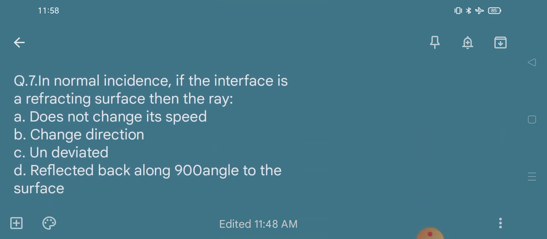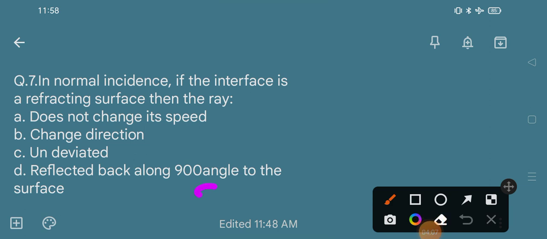Question number 7. In normal incidence, if the interface is a refracting surface, then the ray, option A does not change its space, option B change direction, option C undeviated, option D reflected back along 90-degree angle to the surface. The correct option is option C, that is undeviated.